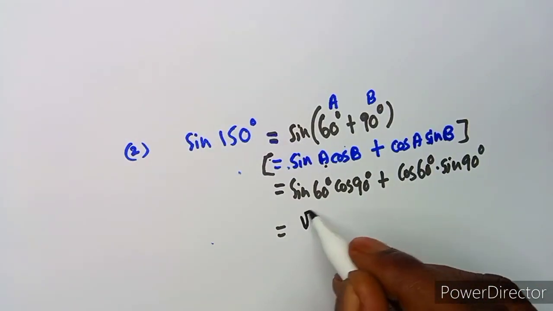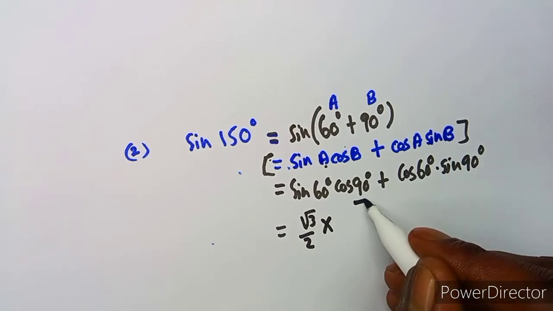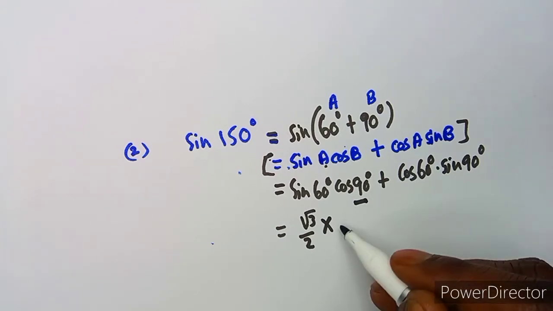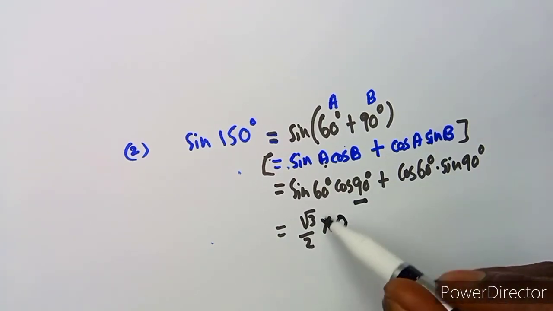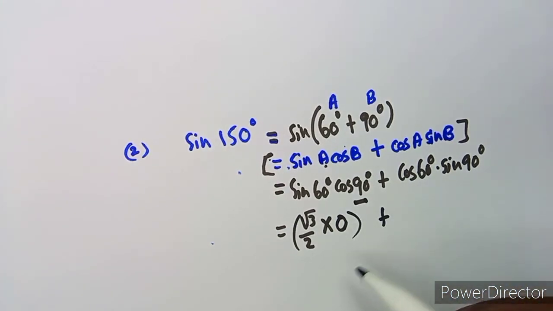So this will give us square root of 3 over 2 times cos 90, guys. Actually, cos 90, we're not even supposed to take this, because we know that cos 90 is equal to 0. It's not on our table, but you're supposed to know that cos 90 is 0. And even here, we can use a calculator, but you're supposed to know, guys, cos 90 is 0, sine 90 is 1.